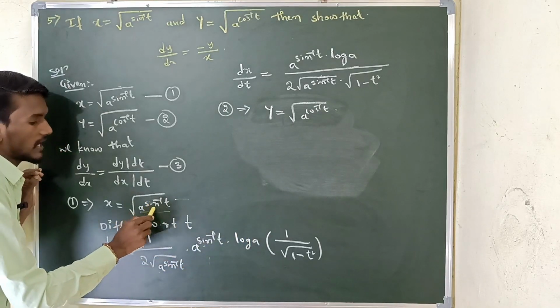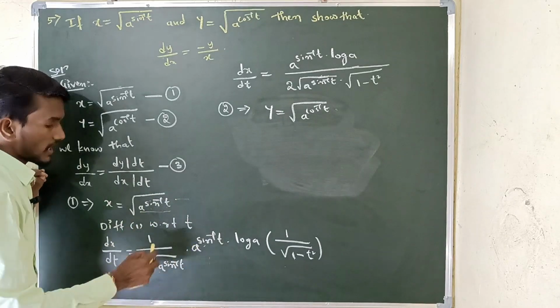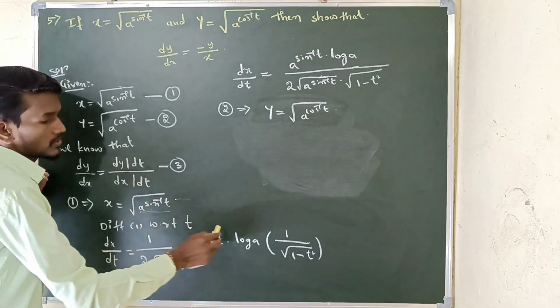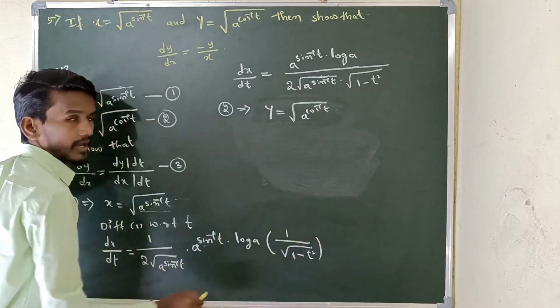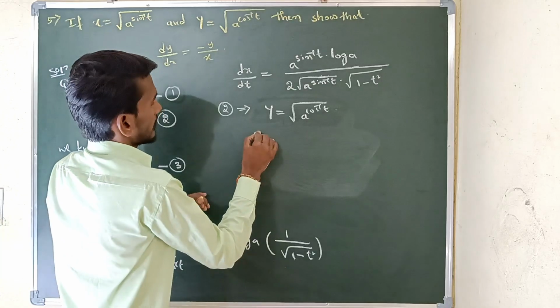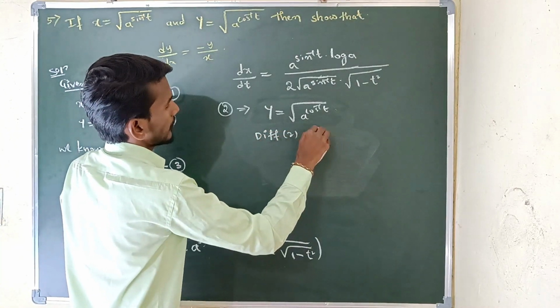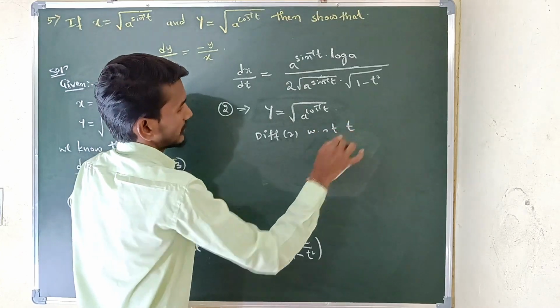Then you have to apply the sin inverse t. It is like a chain rule. You have to apply the chain rule. Sin inverse t is 1 divided by root of 1 minus t square. Now you have to go here, differentiating equation number 2 with respect to t.